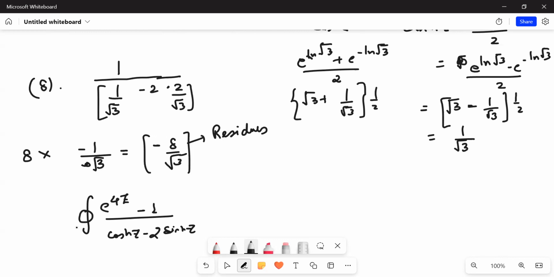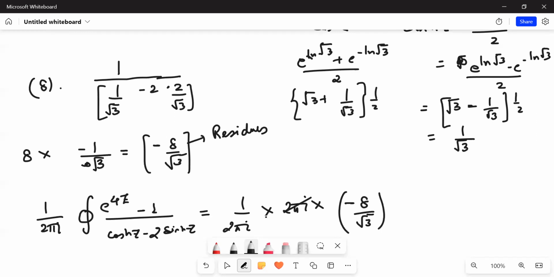Just let me check. Okay. Meanwhile, there was 1 upon 2 pi i. So what should I write? I should write it to be equal to 1 upon 2 pi i into 2 pi i into the sum of residues. And the only residue is minus 8 upon root 3. This would get cancelled. So the answer should be minus 8 upon root 3. So I hope I have solved this particular problem.